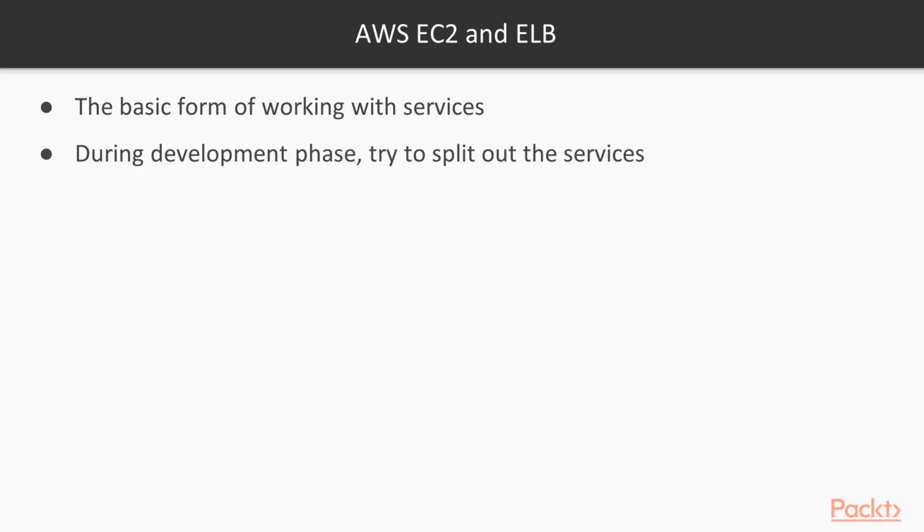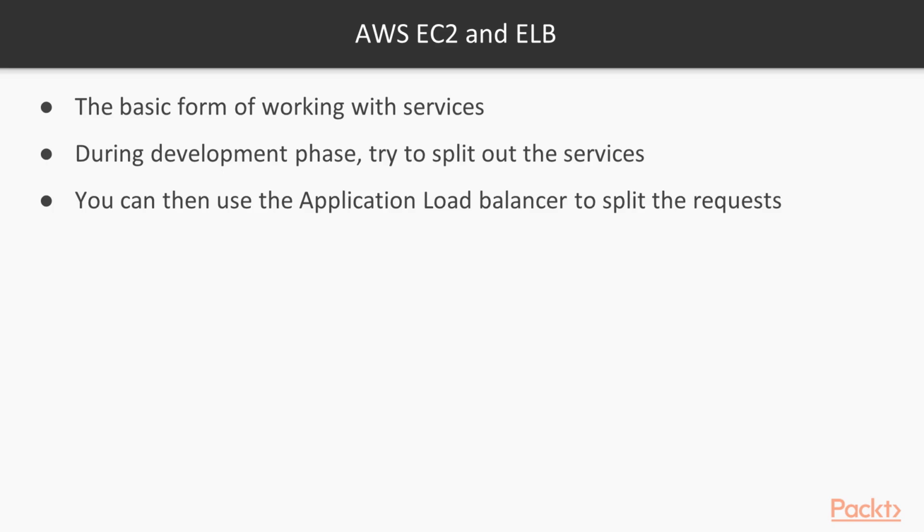Now during the development phase, it's very important to split out your services. So this was a key architecture pattern. Divide your code into small services. This can be based on the domain, on the requirement. And then if you are splitting the services and putting them on an EC2 instance, you can then use the application load balancer to split the requests.